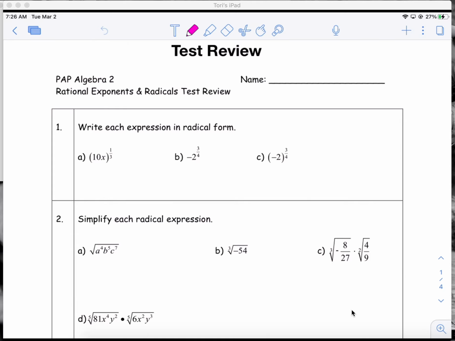Hey guys, the purpose of this video is to go through the test review and make sure that you know how to work every single question so that if you have a question on one of these problems, you can see it worked out individually for you, okay? All right, let's start with problem 1.